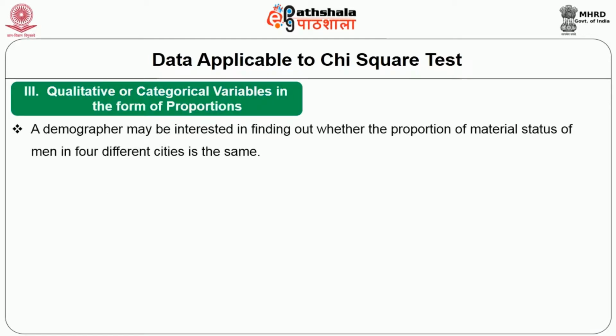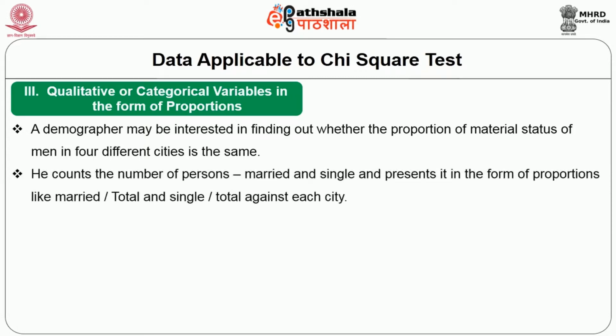The third one is qualitative or categorical variables in the form of proportions. The demographer may be interested in finding out whether the proportion of marital status of men in 4 different cities is the same. He counts the number of persons married and single and presents it in the form of proportions, like married divided by total and single divided by total, against each city.